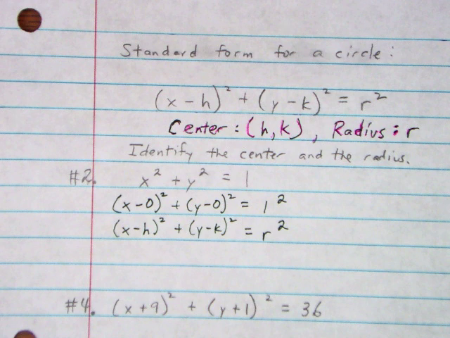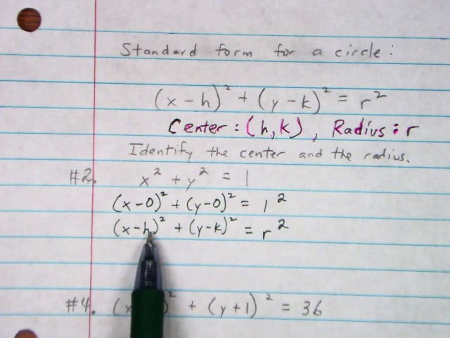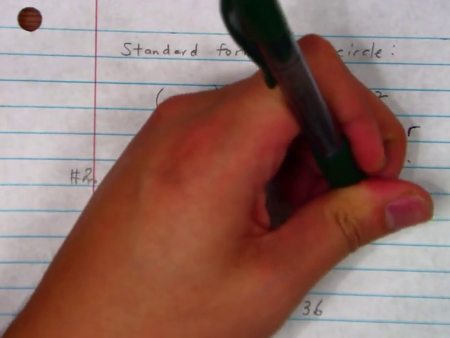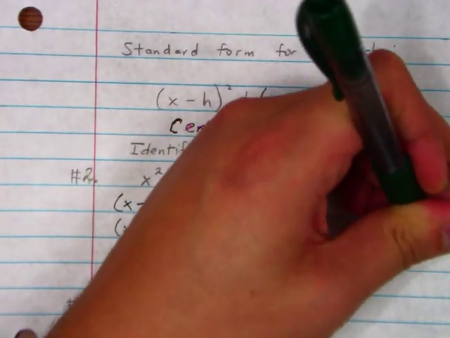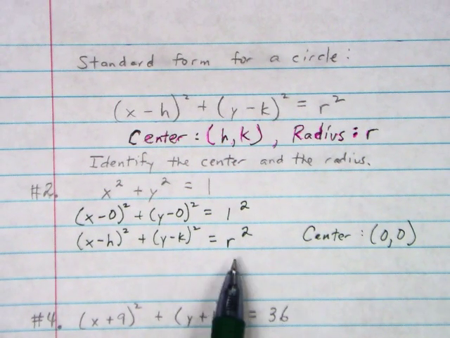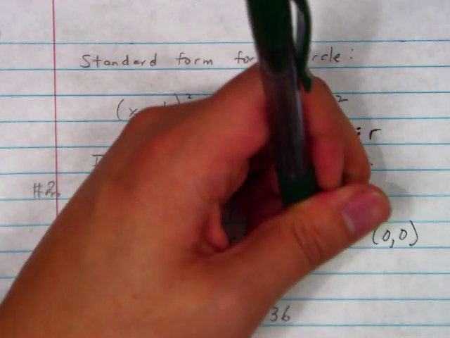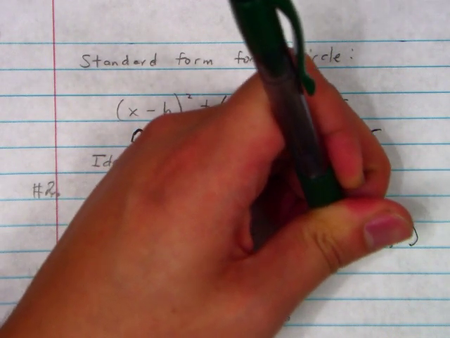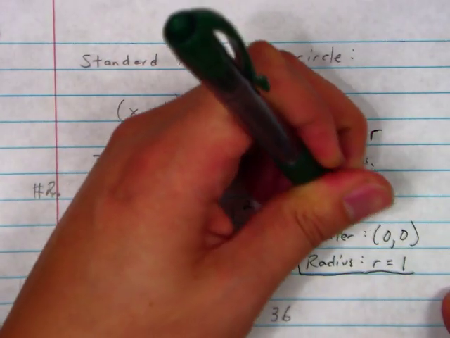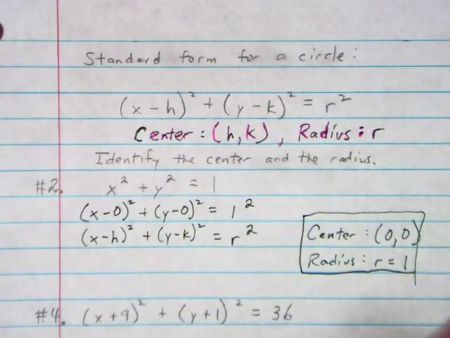So we can see here our center again is (h, k). In this case h would be 0, k would be 0. So our center is (0, 0). And our radius, r squared, r is 1 in this case. So again, we're just putting it into standard form. That is what the key is right now, so that we can identify a center and a radius.